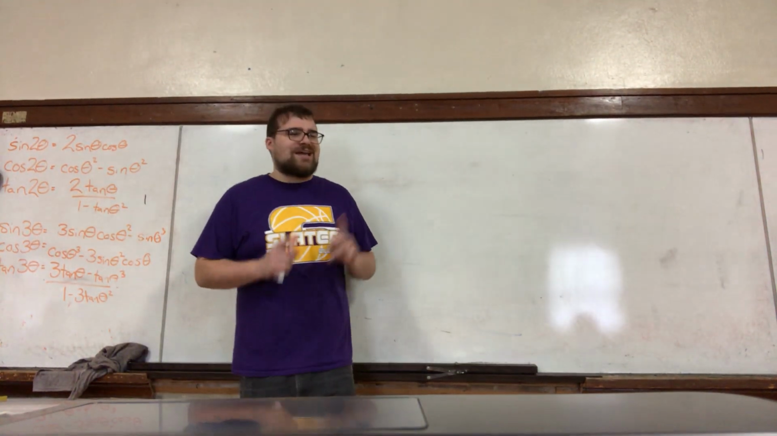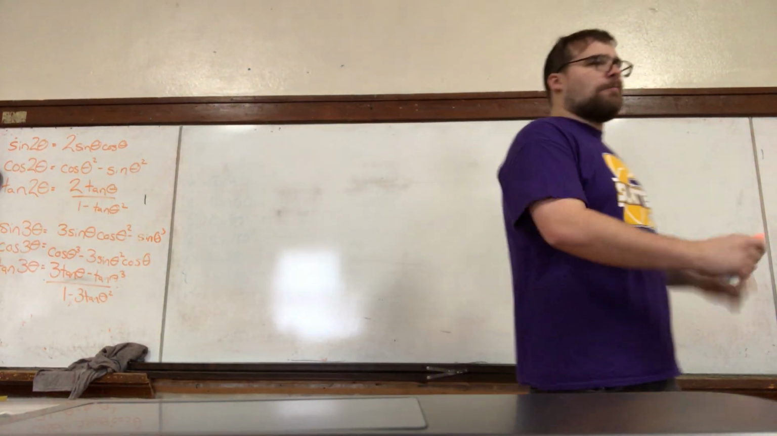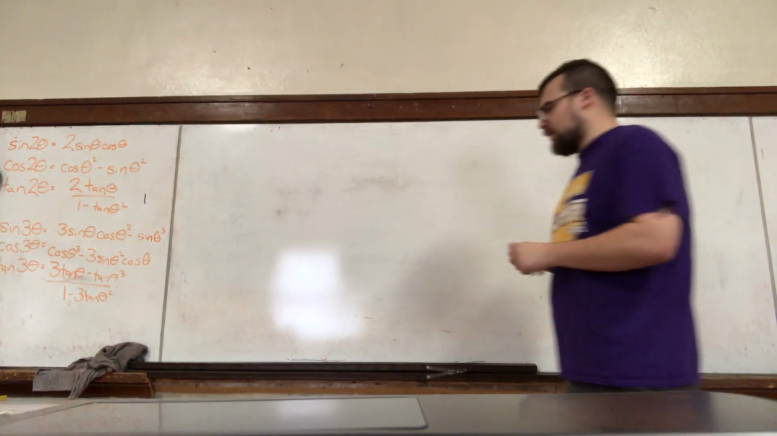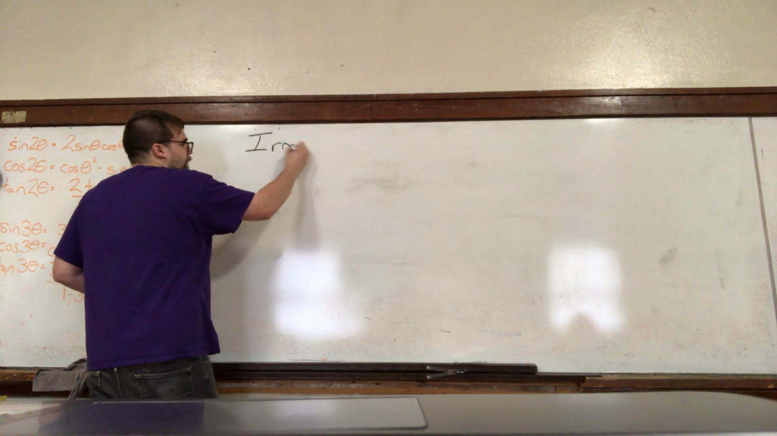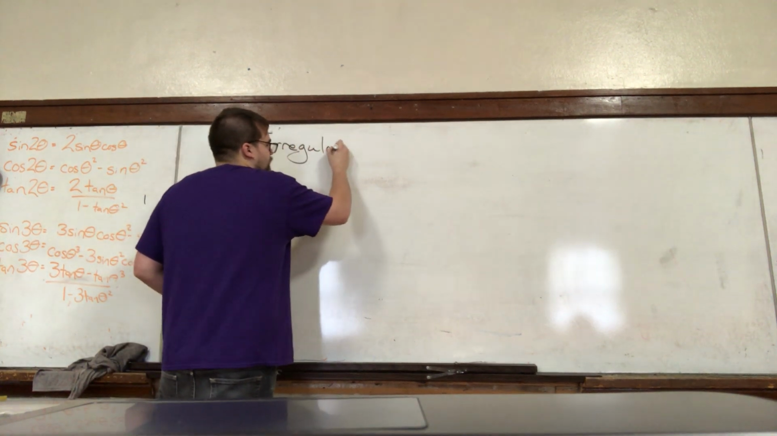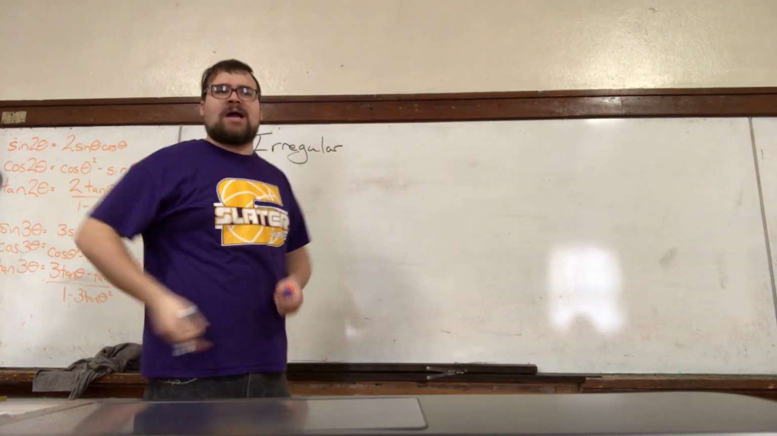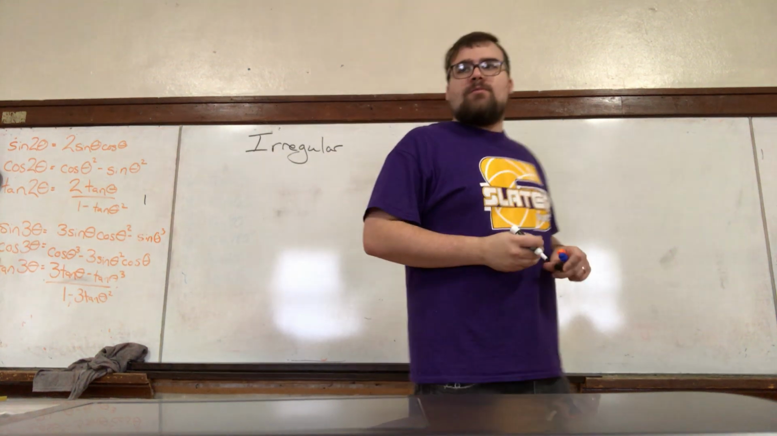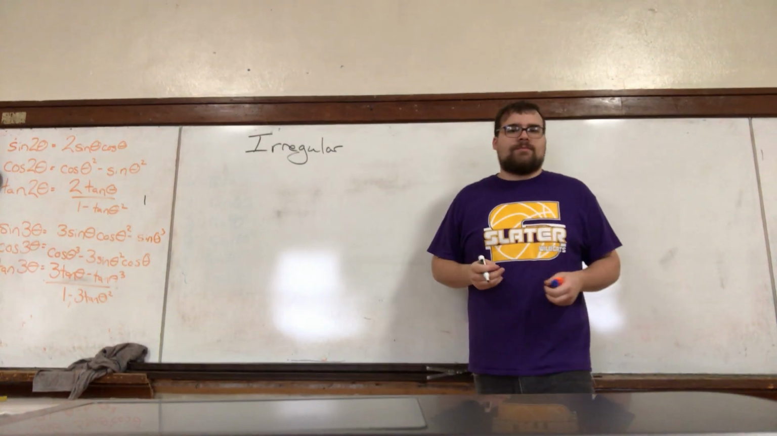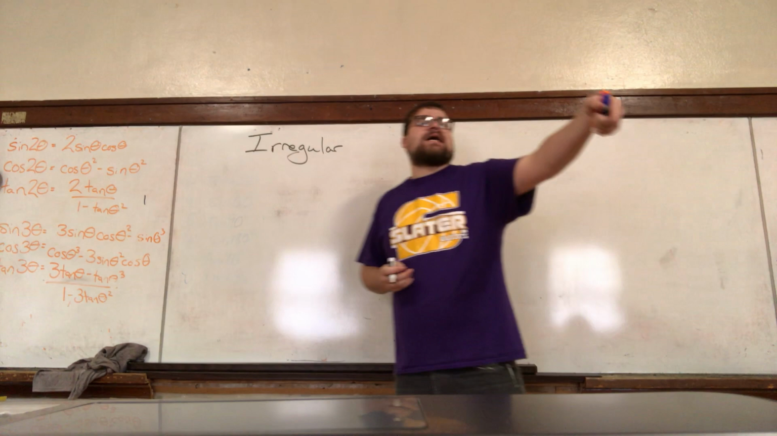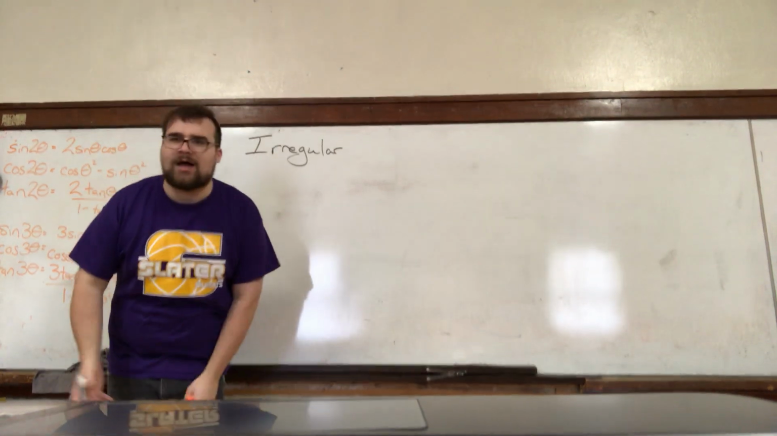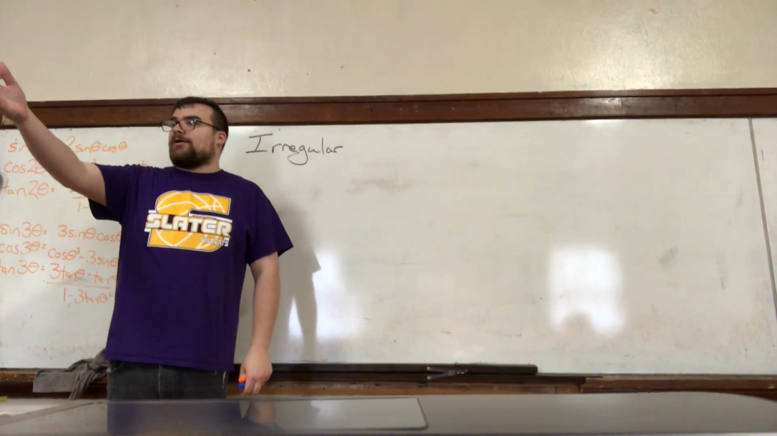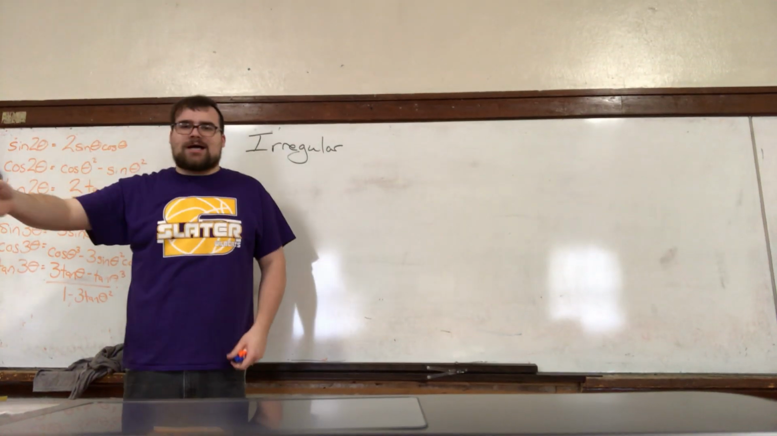Alright, so today we are talking about irregular polygons. Now I know that seems odd, but if you recall, irregular polygons are just not regular. And what's a regular polygon? All equal sides, all equal angles. So irregular, you presume, means what? Not equal sides, not equal angles.